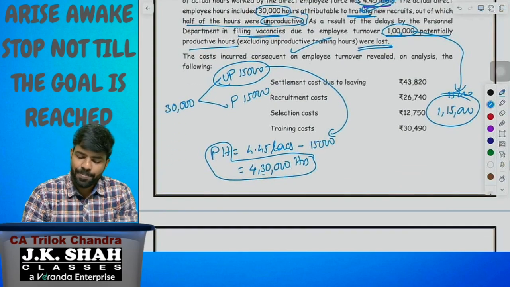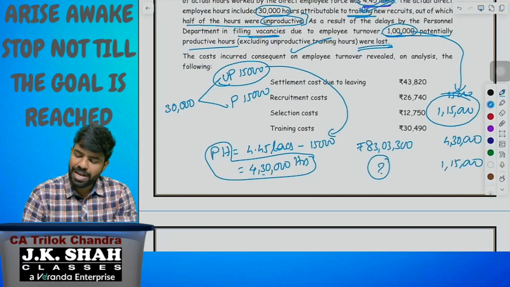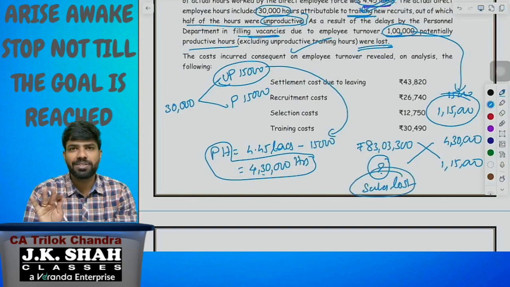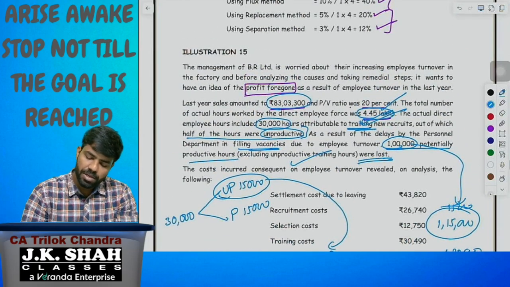So please understand, 83,03,300 rupees of sales were made by working 4,30,000 hours. What is the loss in sales by losing 1,15,000 hours? We can cross multiply and we'll get the sales lost. But the sales lost is not the loss. What is the loss to the organization? Contribution lost. How to calculate contribution? Contribution equals sales into PV ratio. PV ratio given in the question is 20%.